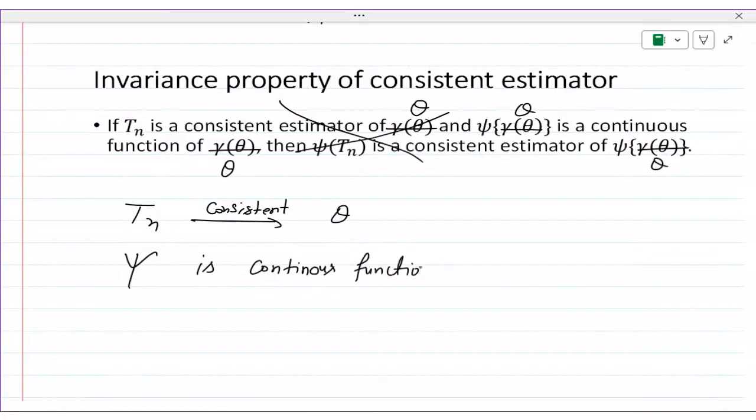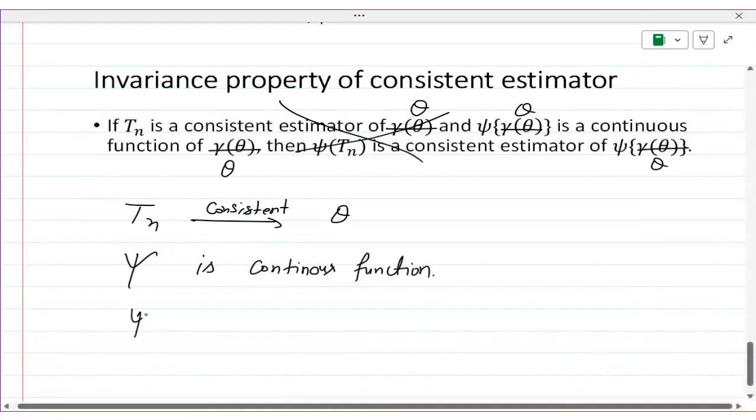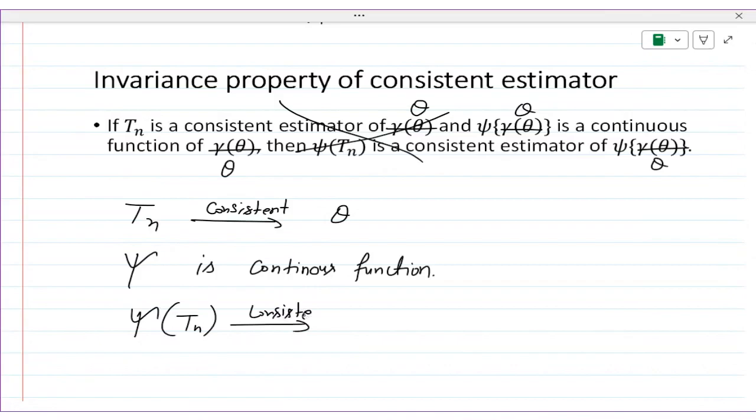if psi is a continuous function, then in this psi you can put this Tn. So apply this psi on both sides. The psi of Tn will be a consistent estimator of psi of theta. Okay, if Tn is a consistent estimator of theta, and psi is continuous, then psi of Tn will be a consistent estimator of psi theta.